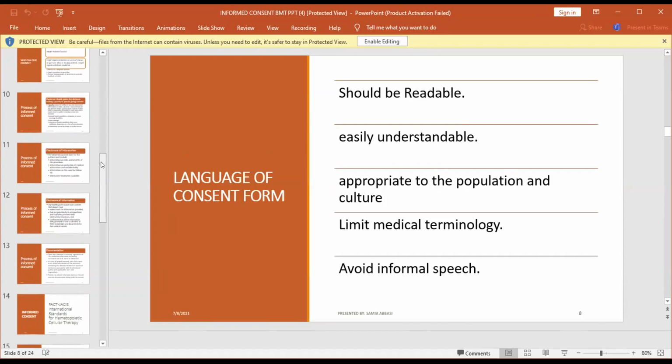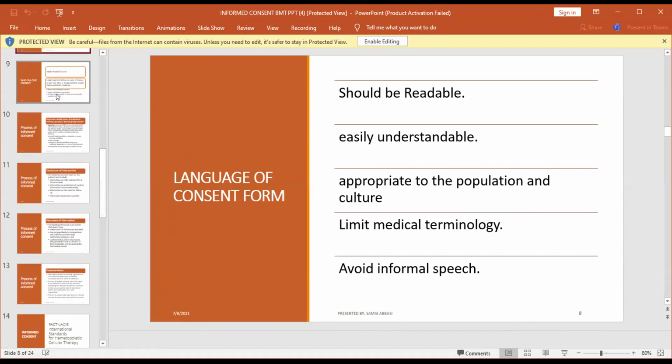So move on to the next point, that is language of the consent form. The language of the consent form should be readable, should be appropriate to the population and culture, and should be understandable. In the consent form, we should limit medical terminology and avoid informal or slang speech.